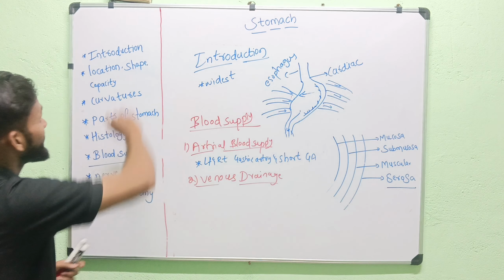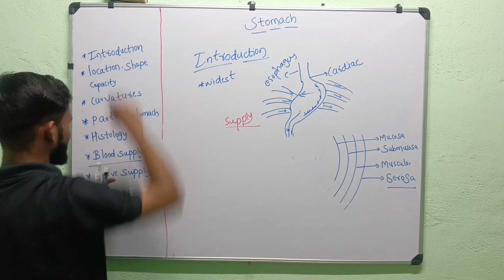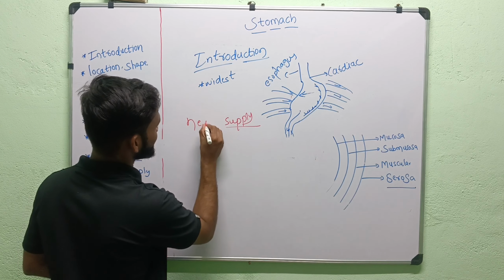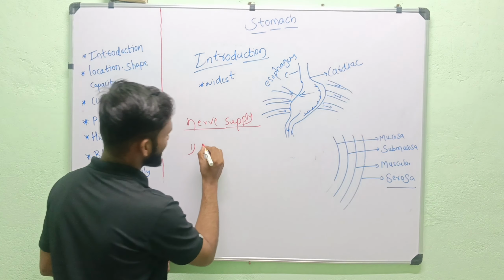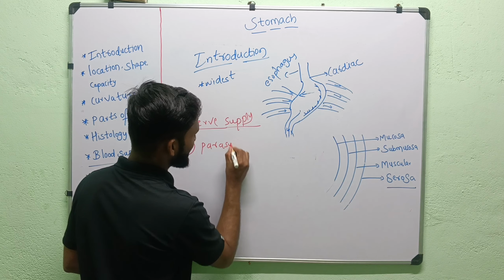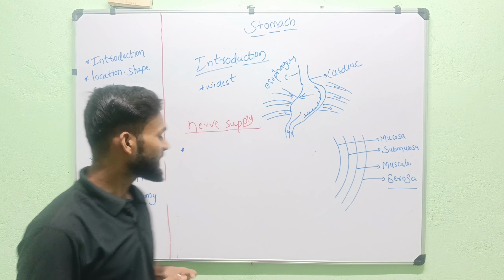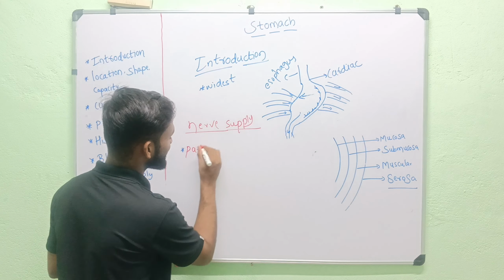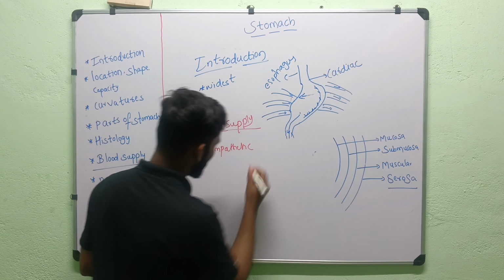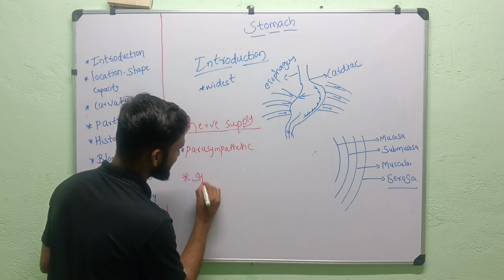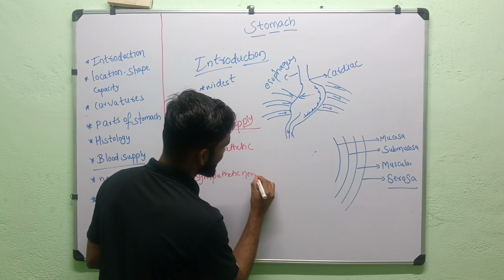Next, we are going to discuss the nerve supply to your stomach. The nerve supply is done by two nerves. The first one is the parasympathetic nerve supply, and the second one is your sympathetic nerve supply.